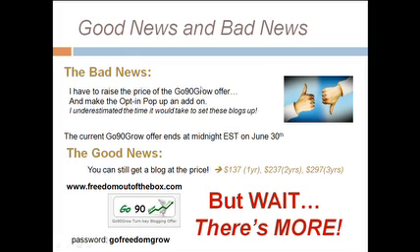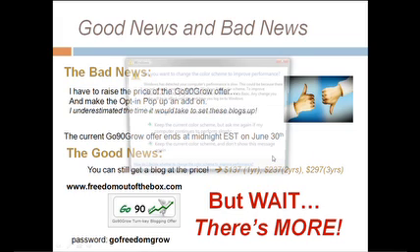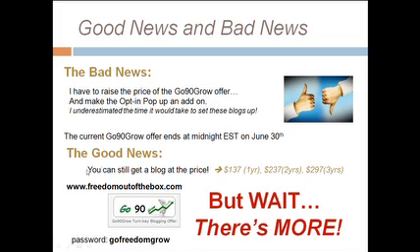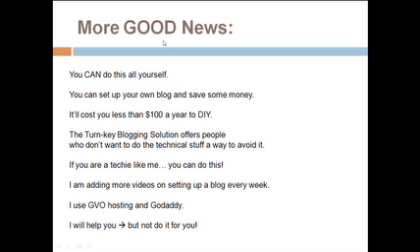So, the good news and the bad news. The bad news is I have to raise the price of the Go90 Grow offer and make the opt-in pop an add-on for it. I underestimated the time it would take to set these blogs up. The current Go90 Grow offer ends at midnight Eastern Standard Time on June 30th. The good news is you can still get it at the price that I set out at the beginning of this class. It's $137 for 1 year, $297 for 3 years, and then in between. The place to go is freedomoutofthebox.com. Look for the Go90 Grow turnkey blogging offer. The password is GoFreedomGrow.